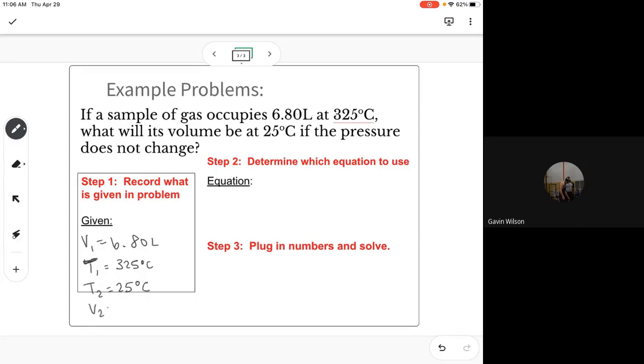And you want to know the second volume. All right, so whose law are we using for this one? Charles. And what do we have to do to temperature? We got to convert it to Kelvin. Okay, so take a second, plug in your numbers. Solve for your unknown.